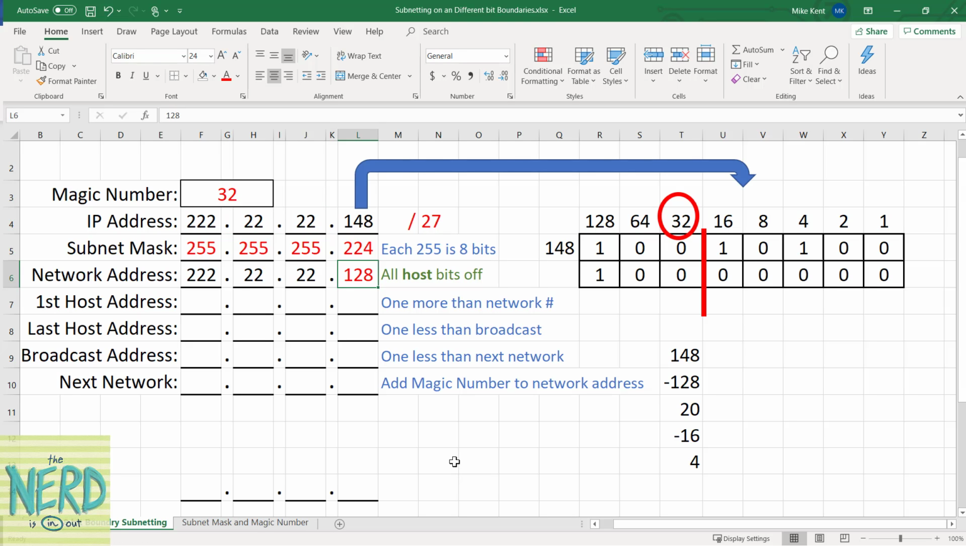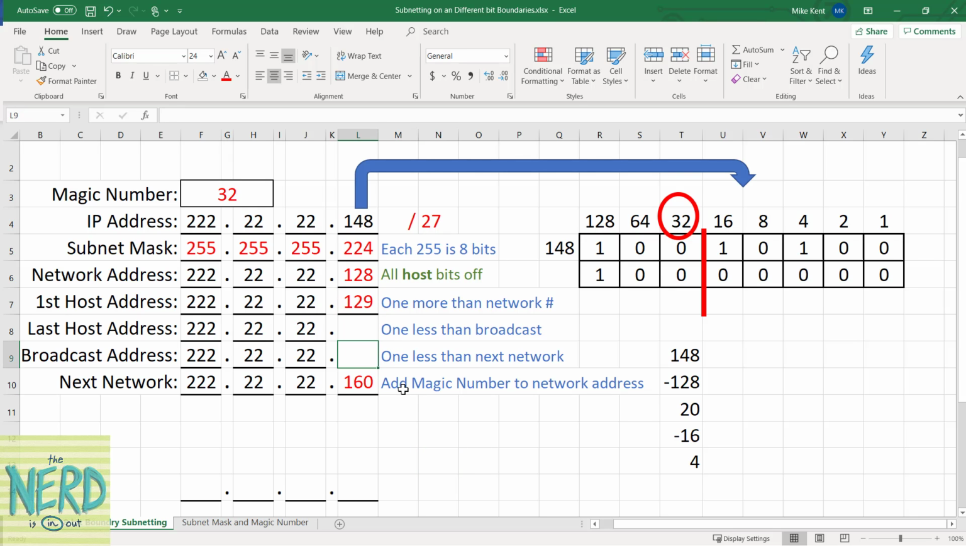Now we're done, basically, because all we have to do is take our magic number. If this is network 128, the next network starts at 128 plus 32. That's going to be 160. It's going to be 222.22.22.160. What's the first host? Take the network number, add 1. So since these are all 255s, they're never going to change. First host on that network's 129.